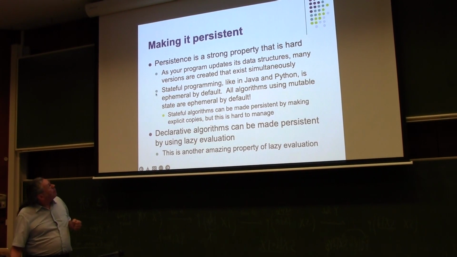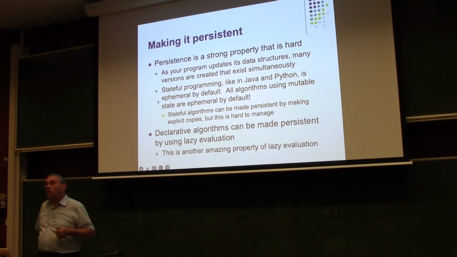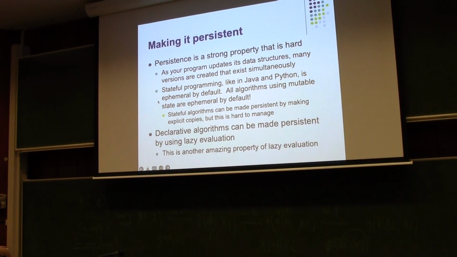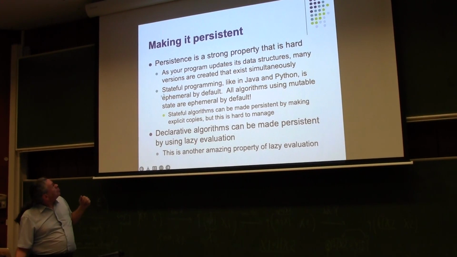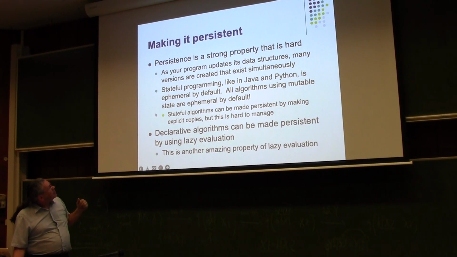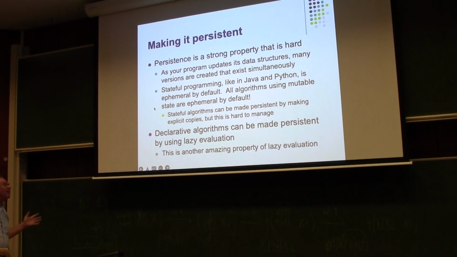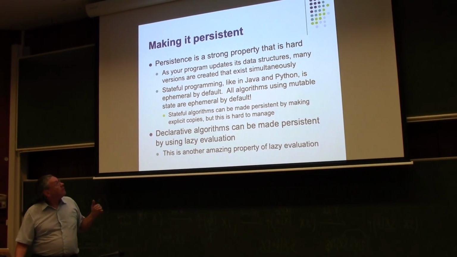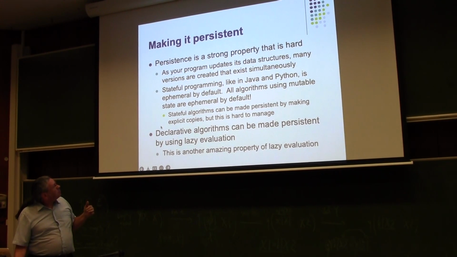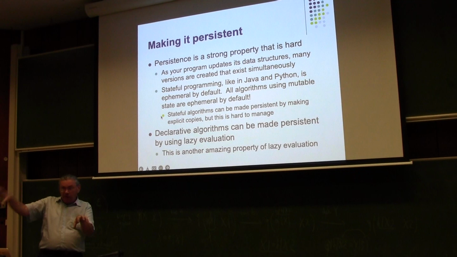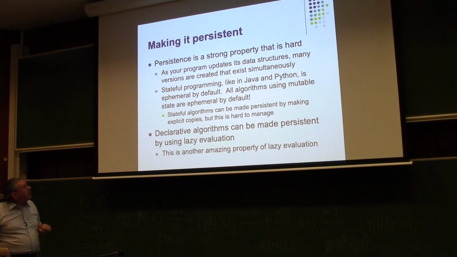All stateful programming with variables that you can update, Java and Python, it's all ephemeral. Whenever you assign a variable, the old value, poof, is gone, okay? All algorithms using mutable state are ephemeral. So all the algorithms you saw in your algorithms course are ephemeral, okay? They're not persistent. You can't really have multiple versions. The only way is to make explicit copies, like you make a copy of the data structure. Then you have to manage those copies, and it gets complicated.